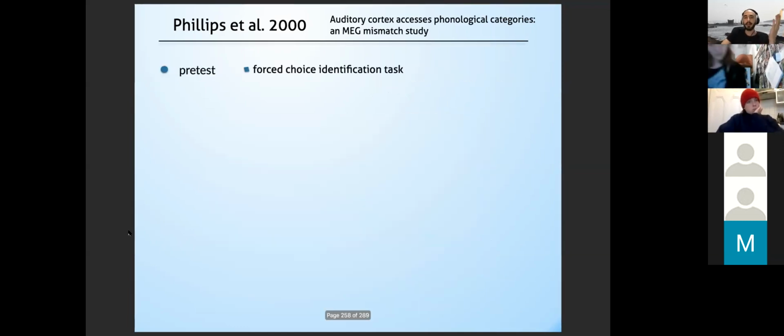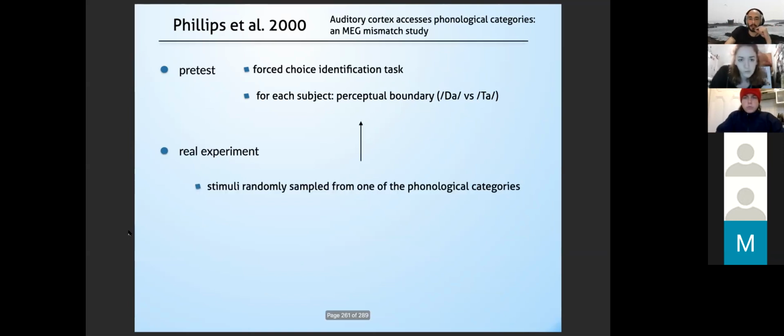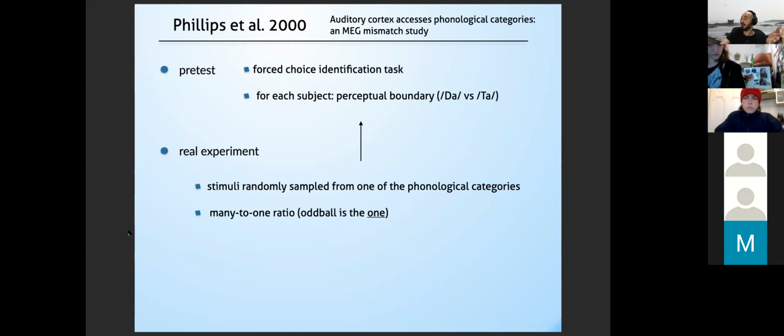So they did a pretest with a forced-choice identification task. Tell me if you hear a da or a ta. And for each subject, they found the perceptual boundary, the right threshold that determines whether you hear a ba or a ta with respect to the voice onset time. Then they used these stimuli for the real experiment. In the real experiment, they randomly sampled sounds from the perceptual experiments, like the one that I showed you, and they used the oddball.